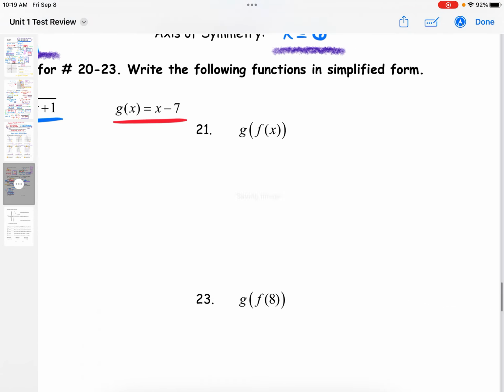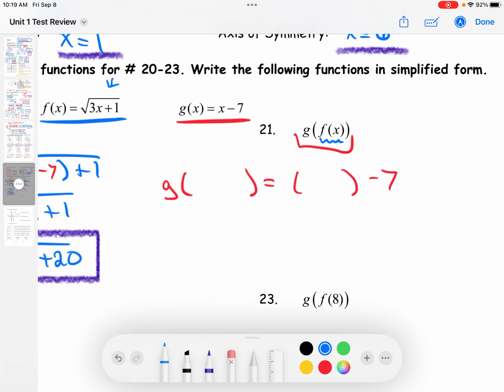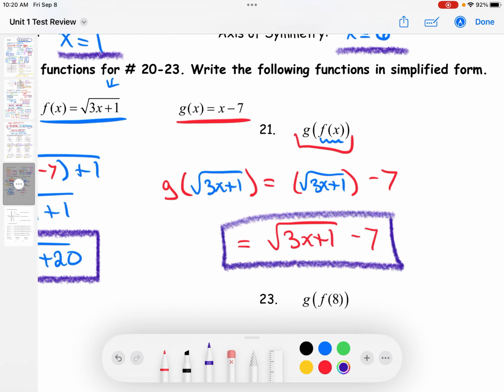Let's look at 21. We're doing the other direction, g of f of x. There's nothing to work out for f of x, so we'll go to the g function. G of something says take the something and subtract 7. The something we're plugging in is the f function, which is square root 3x plus 1. We can't combine a root with a non-root, so this is simply square root of 3x plus 1, then outside of the root minus 7. And there is g of f of x.